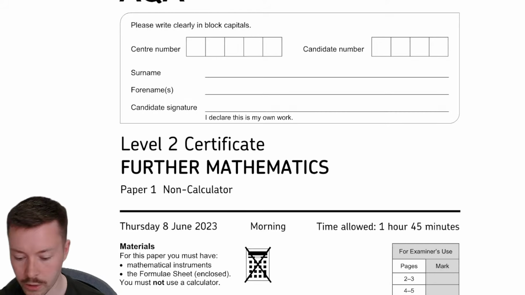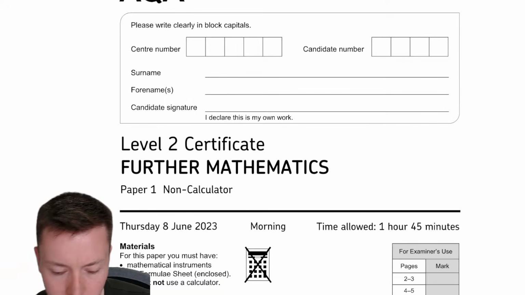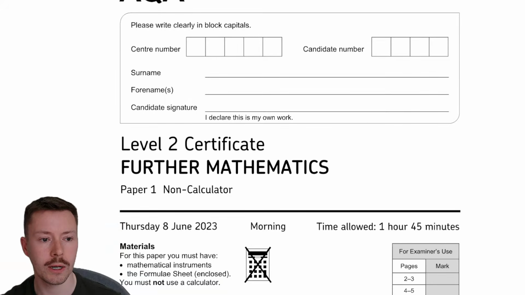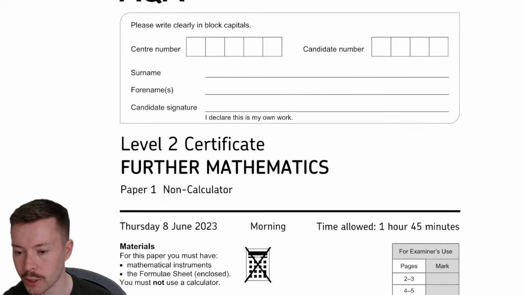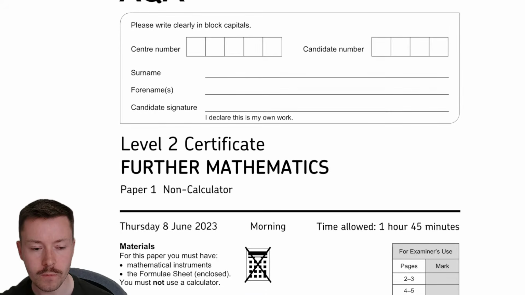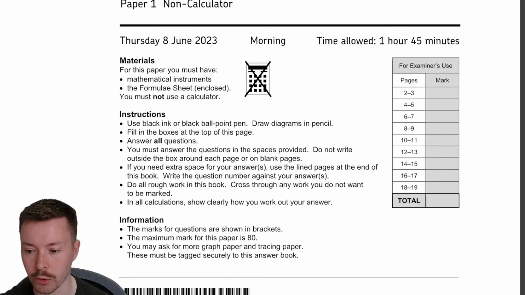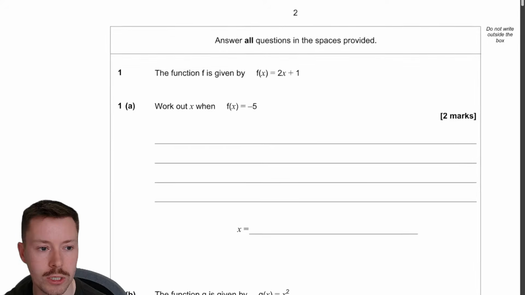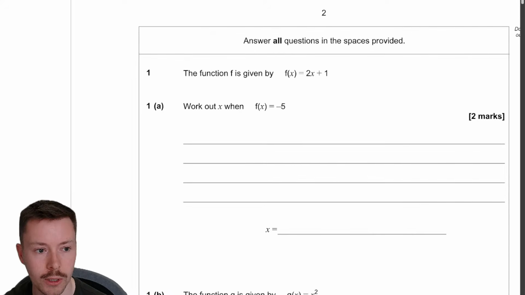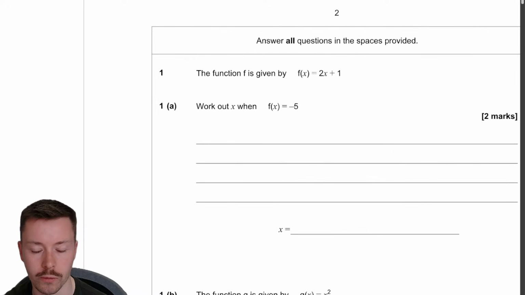So, going to be working through this paper, June 2023, Further Maths AQA GCSE past paper. This is the non-calculator one, which I believe, unless I've made a mistake, is tomorrow morning. So I wanted to go through the non-calculator one specifically for that reason. Right, so we'll make a start. I've got till about 7 o'clock, and I'm hoping I should be able to get through all of this.